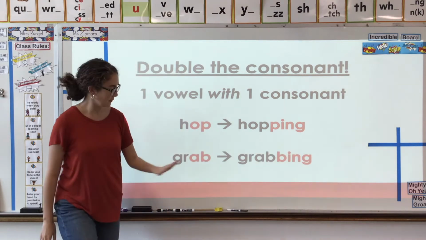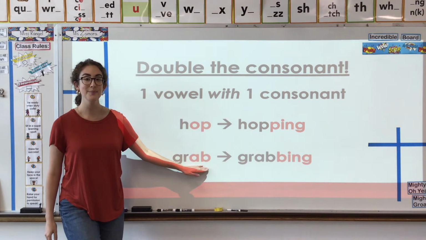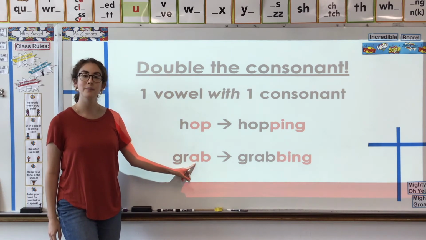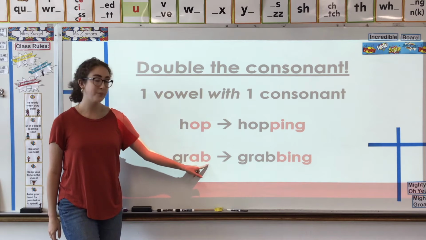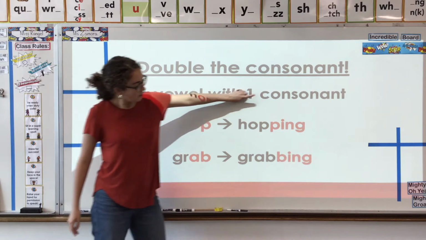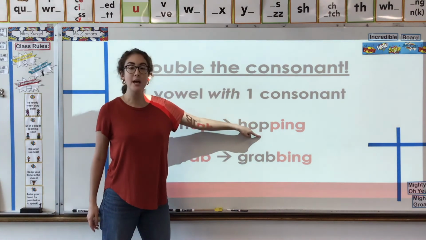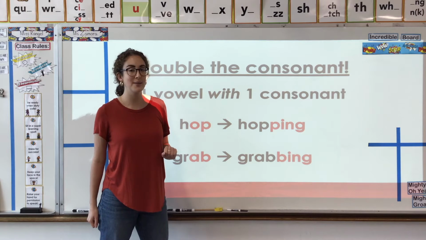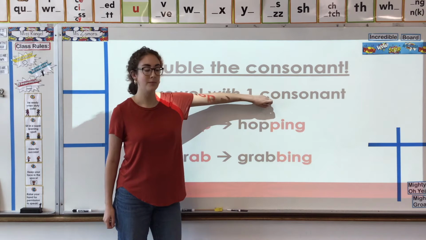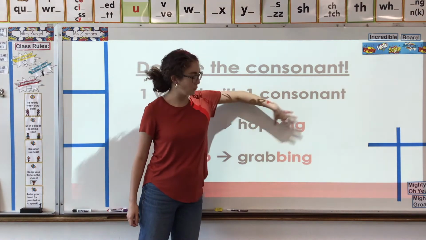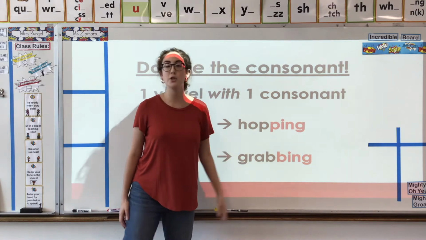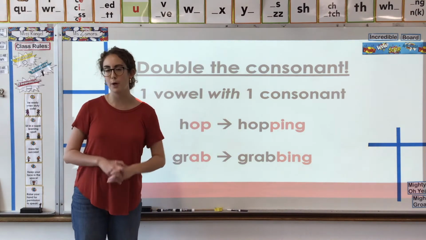And what about this example? What's the word? Grab. What's the vowel? A. What's the consonant? B. So because we see one and one, look what happens. We doubled that B before we added the suffix. So this word is grab-ing, grabbing. We read it the exact same way, but we just have two consonants for spelling purposes.